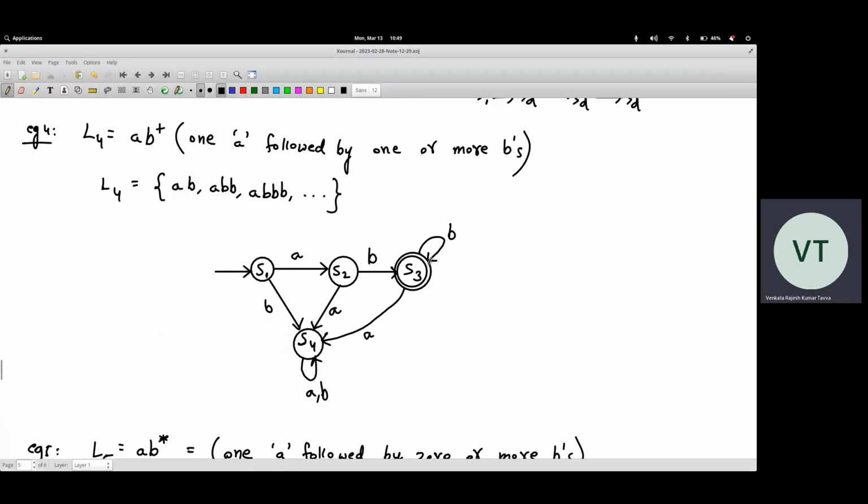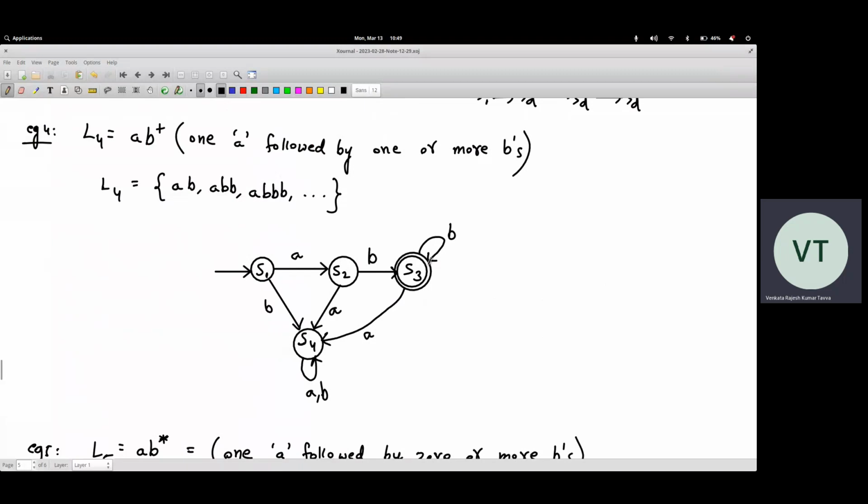Now, in any of these states, if you see any unexpected symbol, like if you are in S1, if you see an A, you should proceed. But if you see a B, you reject. So go to dead state. Because you should not start with a B. You should start with at least one A. But you didn't even see an A. You saw 0 symbols and then immediately you saw a B. No, this string cannot be accepted. So go to the dead state.